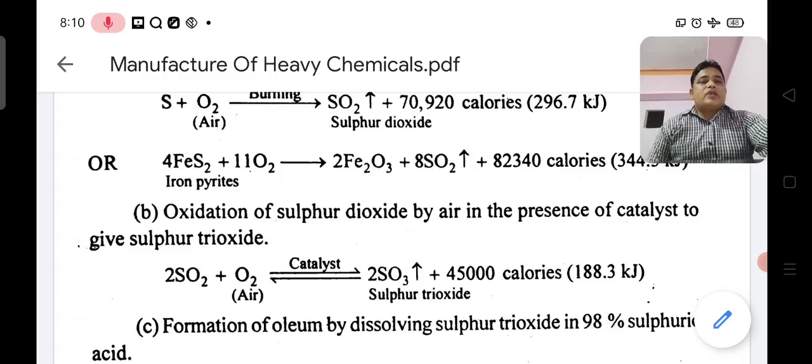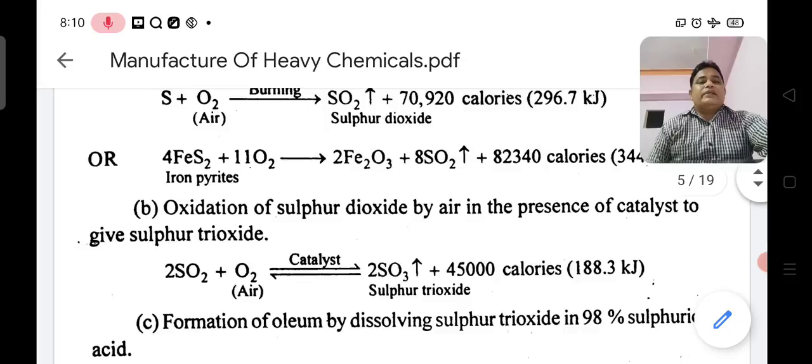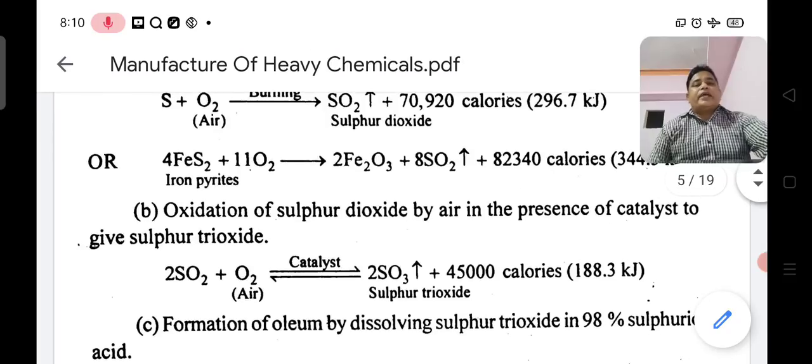Here, the manufacture of sulfuric acid is mainly done by two processes. The first process is known as the lead chamber process, while the second one is called the contact process. Nowadays most of the sulfuric acid is manufactured by the contact process. During this lecture we will study the details of the contact process.